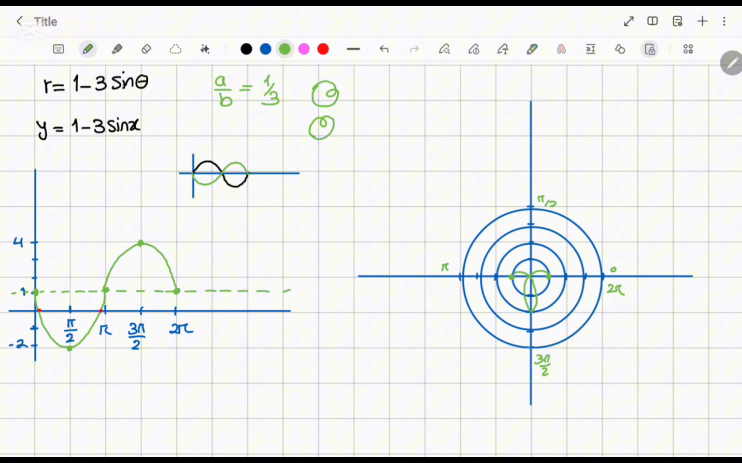So on 3 pi over 2, the graph is at its maximum, and it's at 4. And on 2 pi, the graph is going back to 1. You can do all of these with just reflecting it over the y-axis, and it's going to give you the same thing. So let's do the next example.